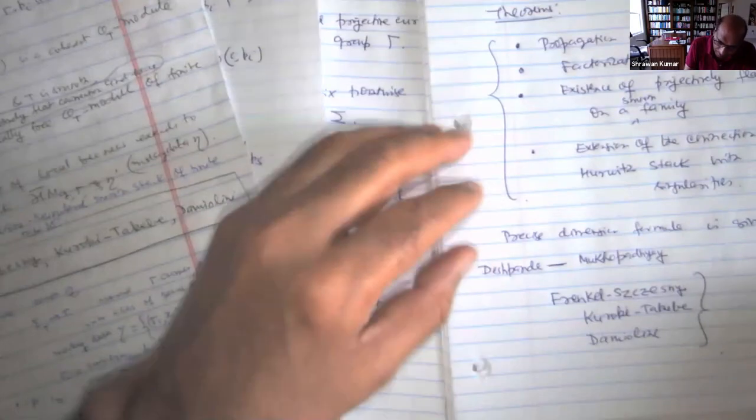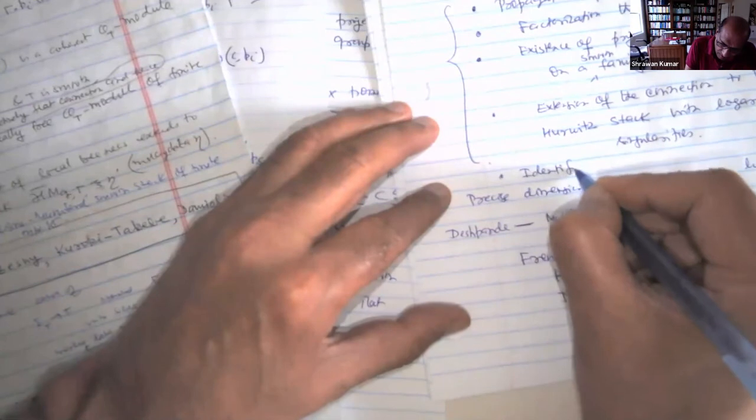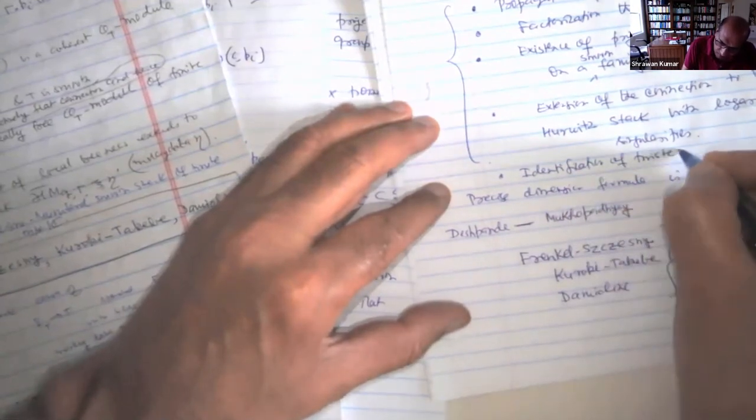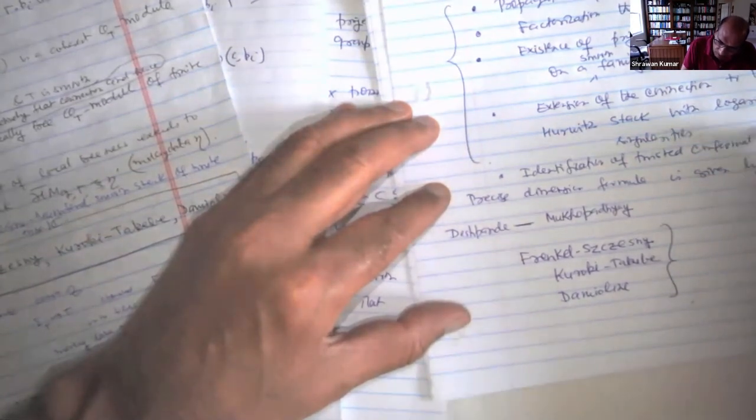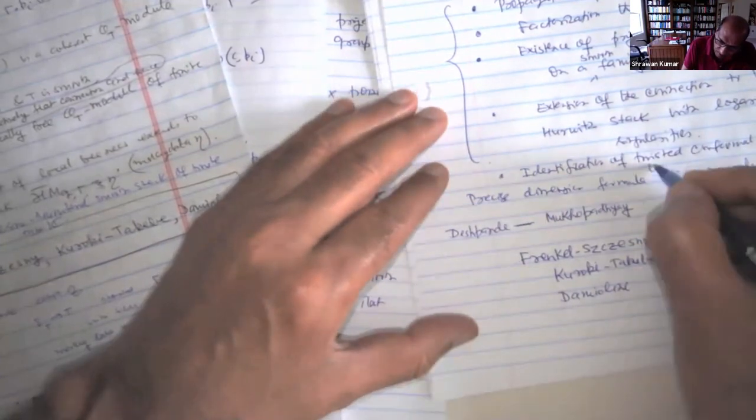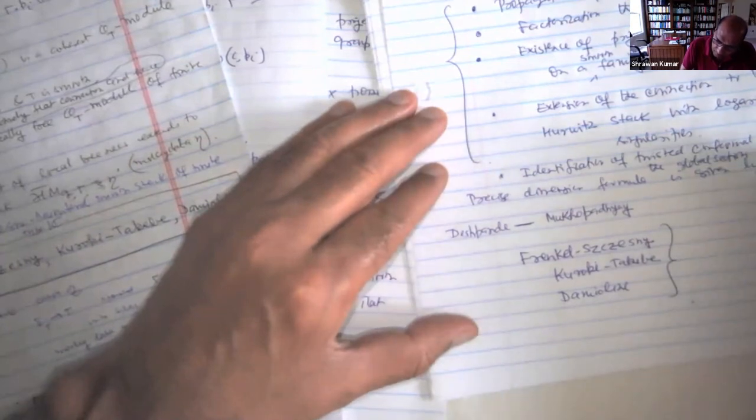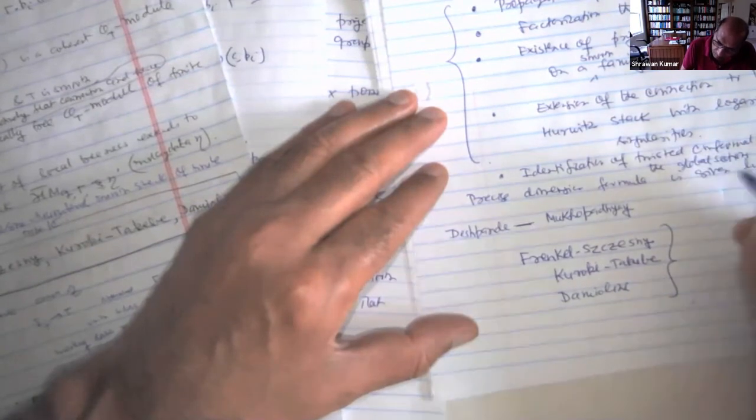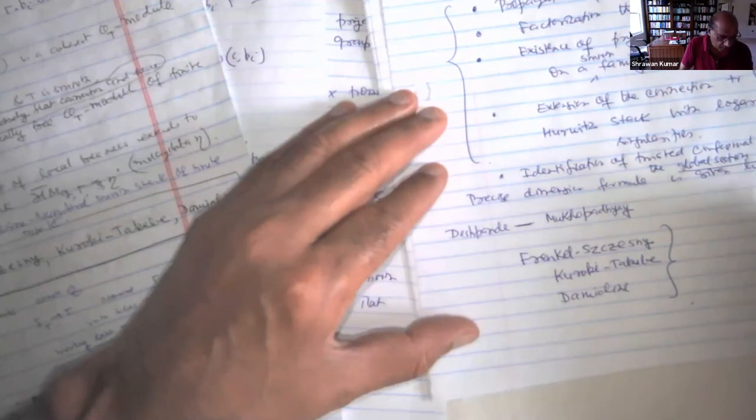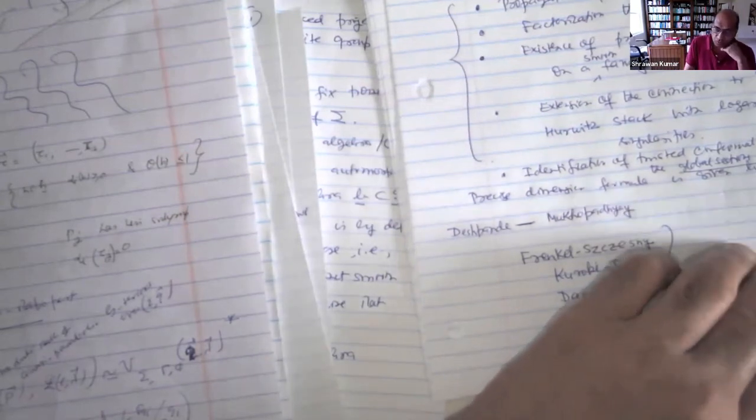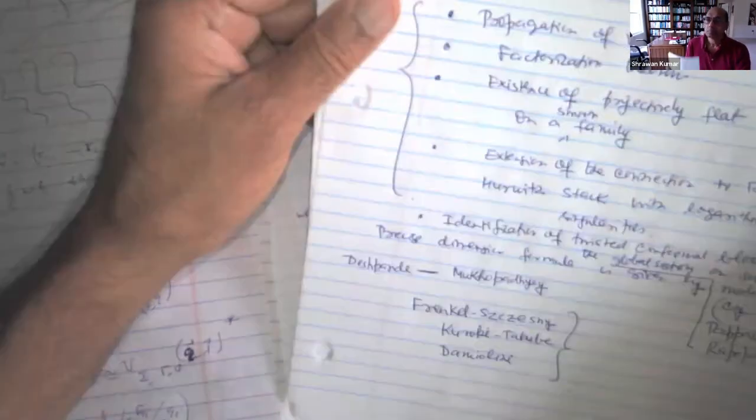Okay, so the last theorem, I forgot to say: identification of twisted conformal blocks with the global sections on some moduli stack. This was a conjecture of Pappas and Rappoport. So we do the identification of twisted conformal blocks with the global sections on some moduli stack, which was conjectured by Pappas and Rappoport. So we proved that.